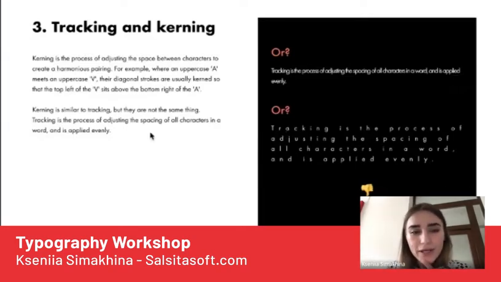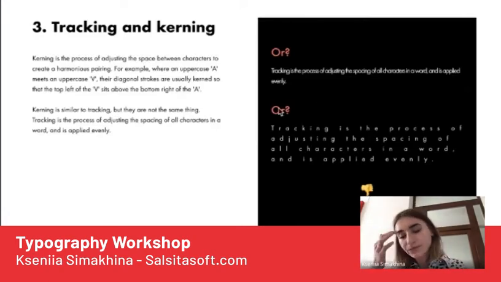And tracking is a pretty similar thing to kerning. Here is an example of good and bad tracking, but it's about the spacing between all of the characters. It's also something that sometimes we need to apply manually, because some of the fonts are not made properly, and it might again reduce the readability.